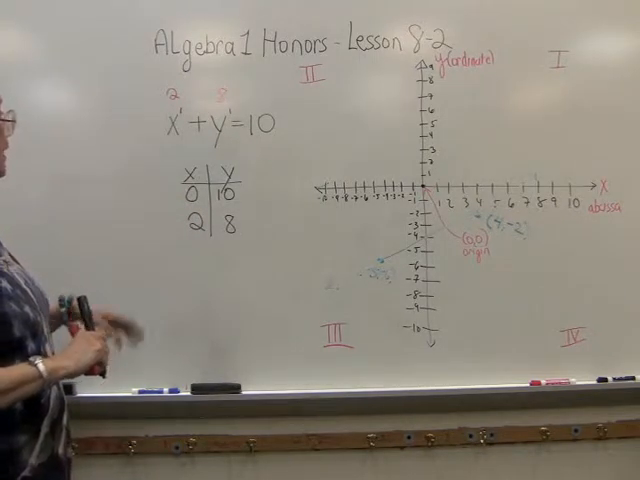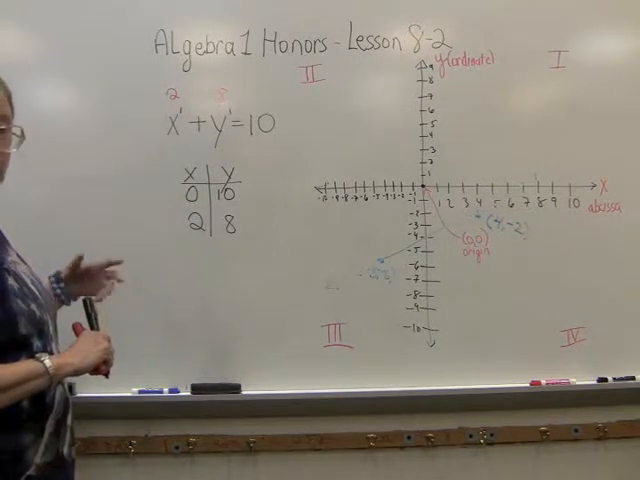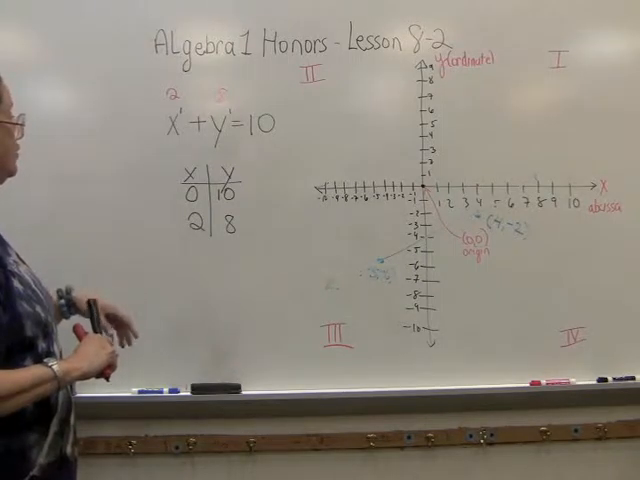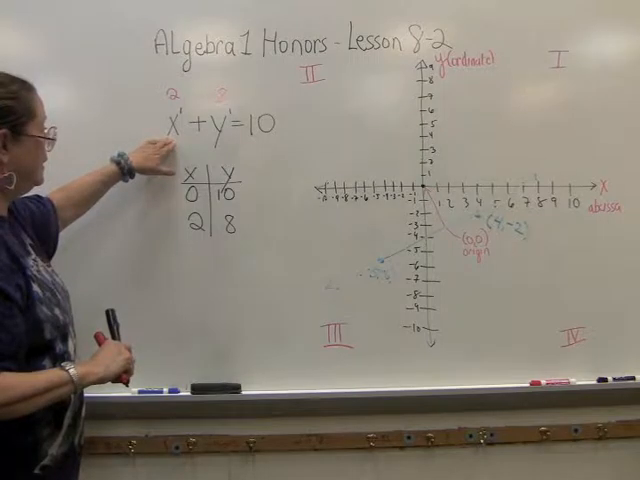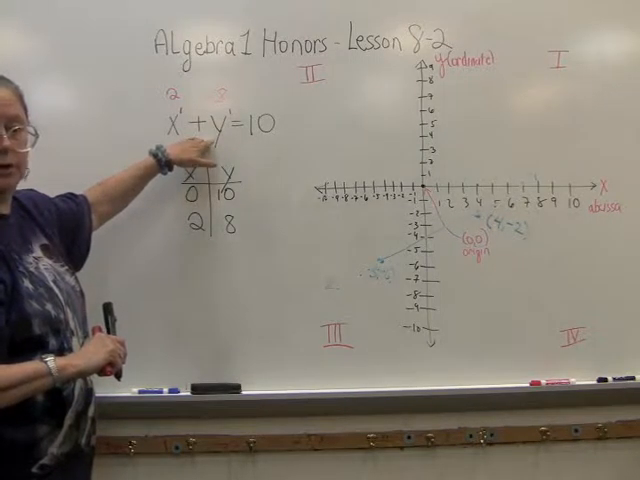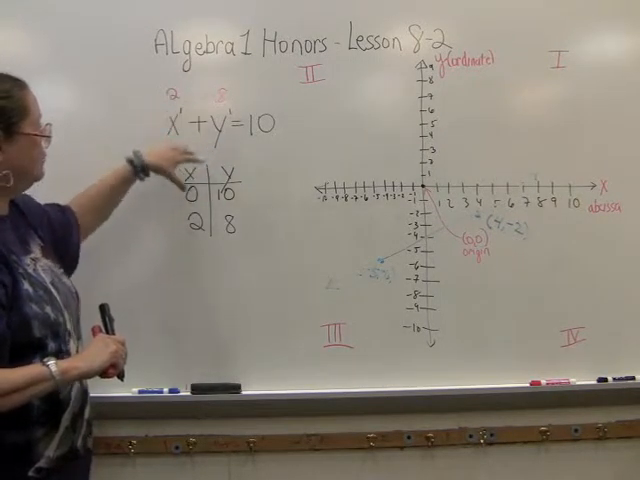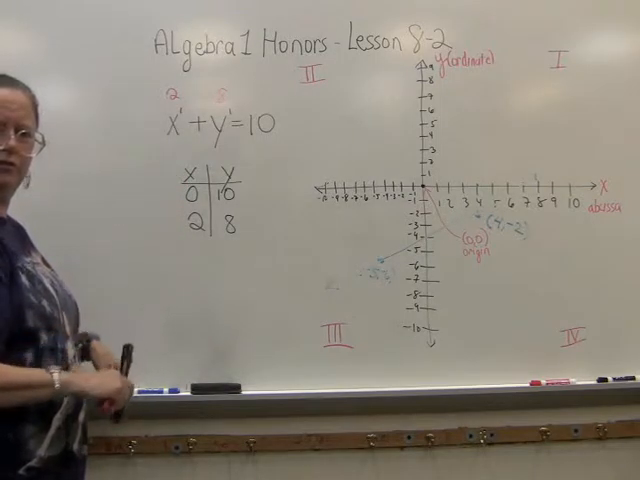Now, I could keep picking. I think you can see that. I could put 5 and 5, or 3 and 7, or 7 and 3. I could even put negative numbers, right? Like negative 10 and positive 20. So there's an infinite number of pairs of solutions.